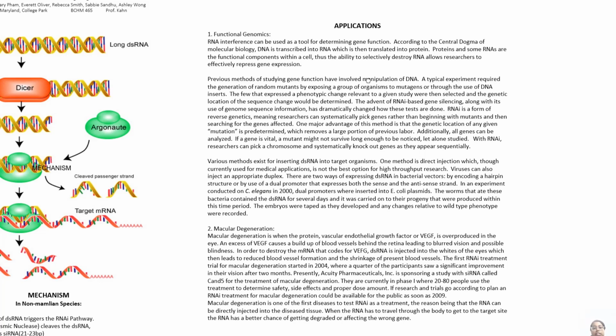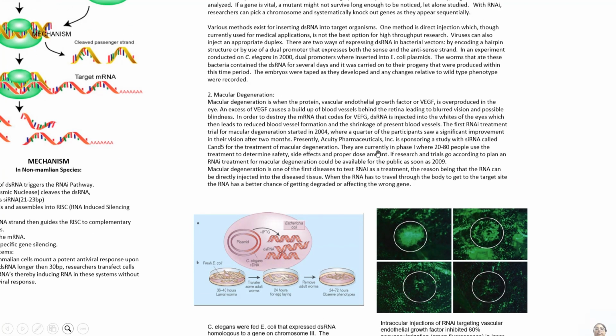Additionally, all genes can be analyzed. If a gene is vital, a mutant might not survive long enough to be noticed, let alone be studied. So with RNA interference, researchers can pick a chromosome and systematically knock out genes as they appear sequentially. Now, various methods exist for inserting dsRNA into target organisms. One method is direct injection, which, though currently used for medical applications, is not the best option for high throughput research. Viruses can also inject an appropriate duplex.